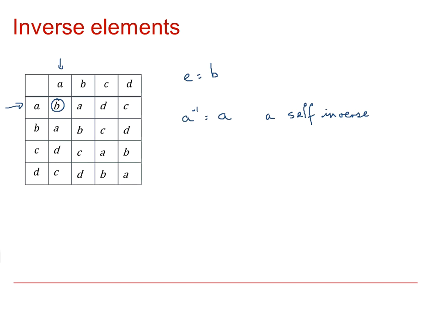If we look at C, then you can see that that has an inverse of D. So we can say that C inverse is equal to D, because C combined with D is the same as D combined with C, which is equal to the identity element E. So C and D are inverses of each other.